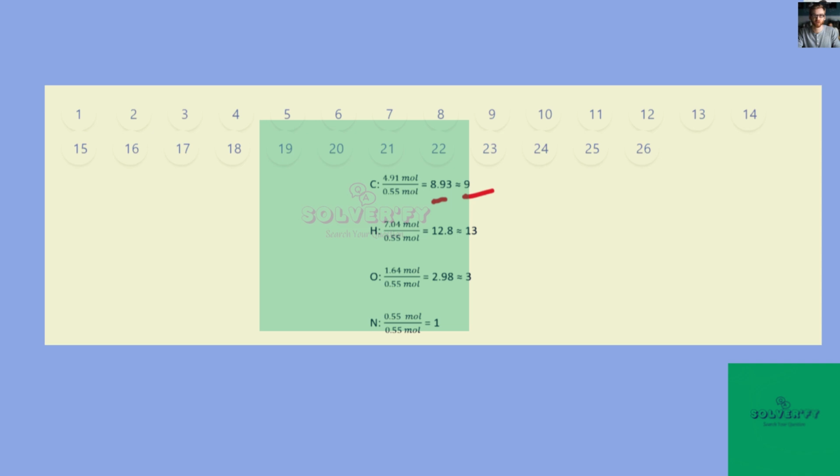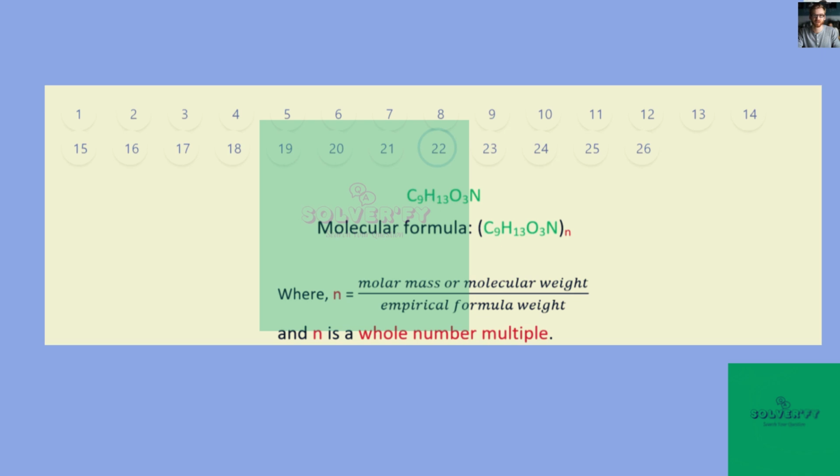And then for hydrogen we got 12.8, which is also close to 13. We'll consider this as 13. Then for oxygen we got 2.98, and since it's close to 3, we'll consider it 3. And for nitrogen, since it's 0.55 over 0.55, it will be 1. That means our empirical formula will be C9H13O3N. And then again, the molecular formula will be a bracket and then an N over the bracket. And here again, the N is the molecular weight over the empirical formula weight.